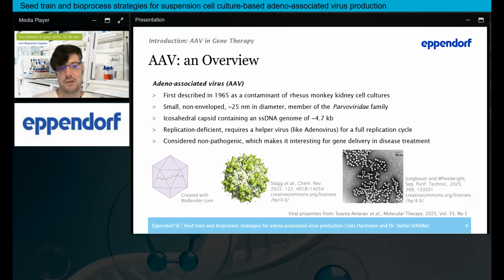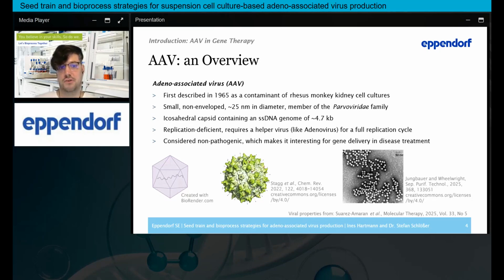It has an icosahedral capsid, meaning it is made up of little triangular structures, which you can see on the bottom left. And inside this capsid, it contains a single-stranded genome of about 4.7 kilobases. AAV alone is replication deficient. It lacks certain genes for the full replication cycle. And this is why it needs a so-called helper virus to enable the full replication cycle.